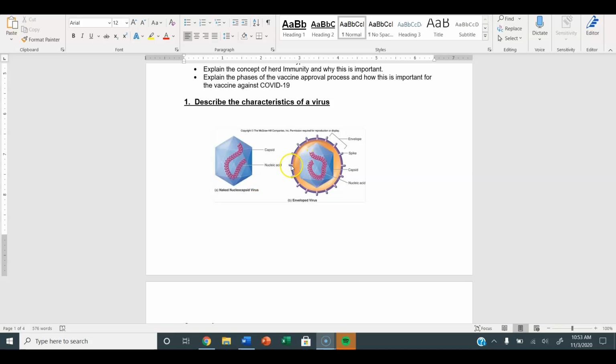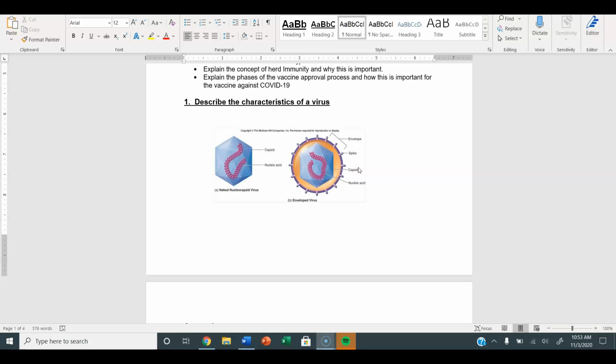Here's our nucleic acid and our protein coat called the capsid. But some viruses have something called an envelope, which is similar to a plasma membrane. Here is an example of an enveloped virus that has this membrane structure around the capsid. Embedded in that envelope, the virus may or may not have other protein structures called spikes. A lot of times these spikes help the virus attach to hosts, or they act as enzymes.